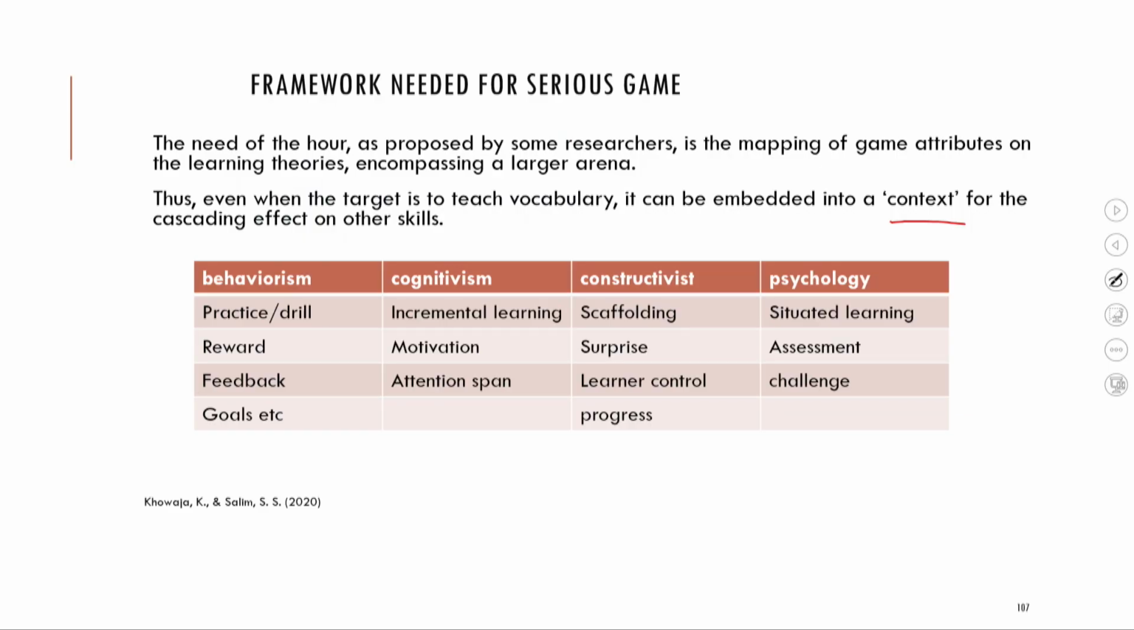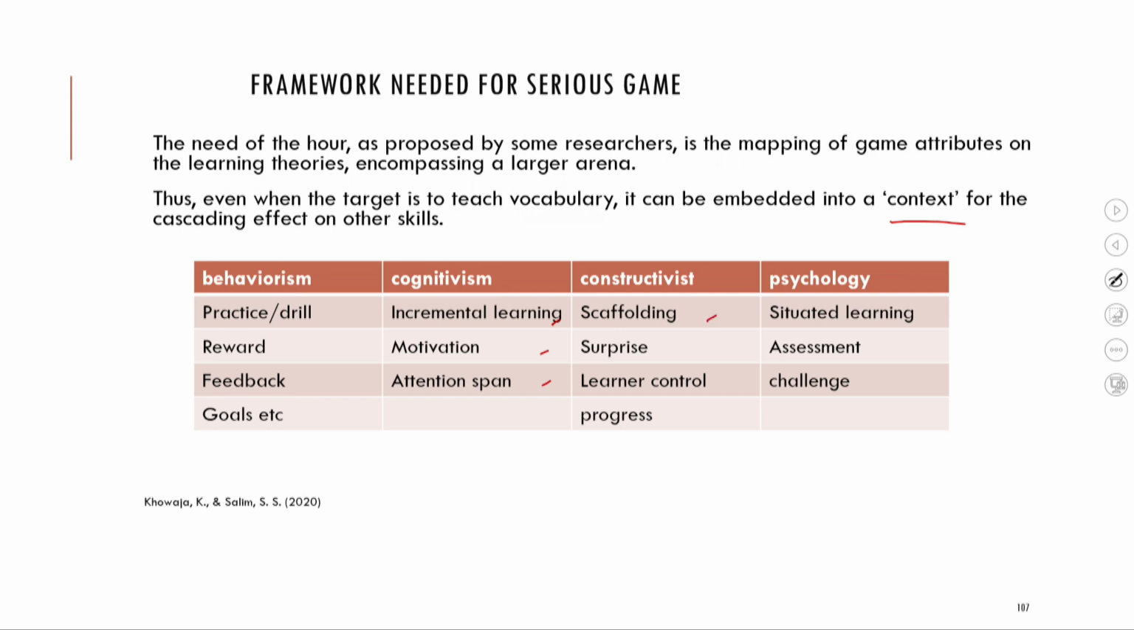In the case of behaviorism, you have practice drills, so reward, feedback, goals, that kind of a system. In cognitivism, you have incremental learning, motivation, attention span. These are the things that are targeted.